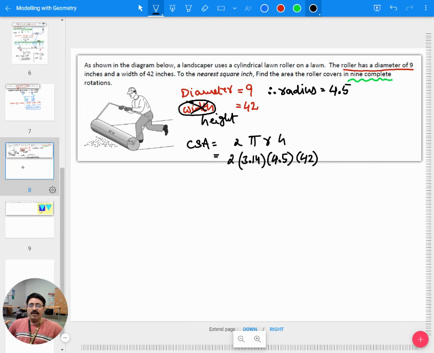So let me grab my calculator. 2 times 3.14 times 4.5 times 42 inches is giving me 1186.92.